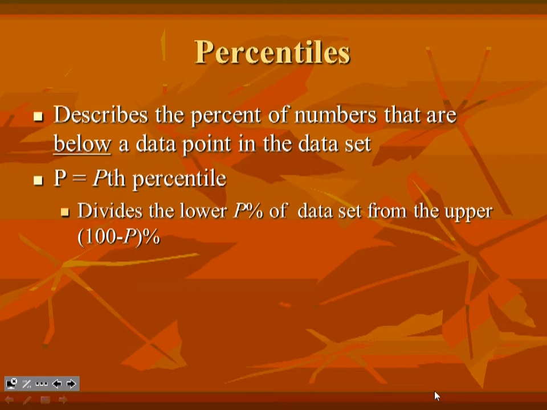So P would represent your percentile. So your 25th, your 72nd, your 83rd, whatever. If you know the percentile, that of course tells you what's below. 1 minus that tells you what's above. So if you scored at the 60th percentile, you did better than 60% of the people, but 40% of the people did better than you.